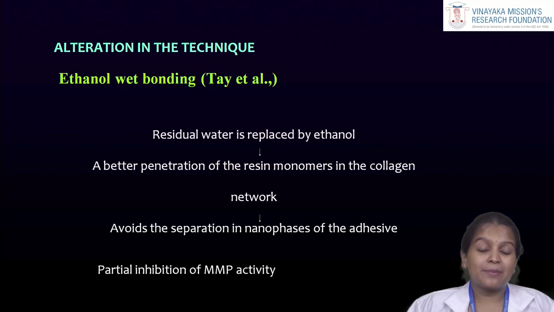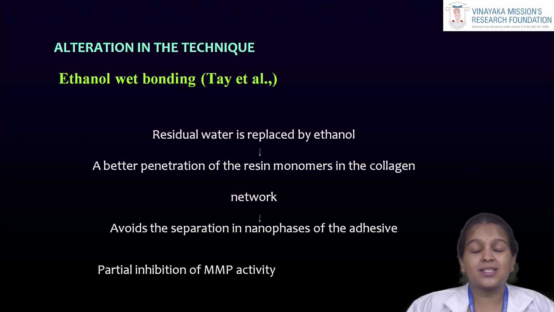One more technique is altering the conventional bonding technique that I had discussed earlier. One reason for the bond failure is that the water present within the dentin prevents the complete infiltration of the monomer into the tubules as well as into the collagen. So what was advocated is the ethanol wet bonding technique. Here the residual water is replaced by the ethanol, which allows a better penetration of the resin monomer in the collagen network, and it avoids the separation in nanophases of the adhesive.